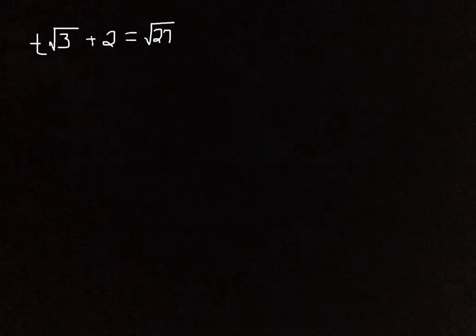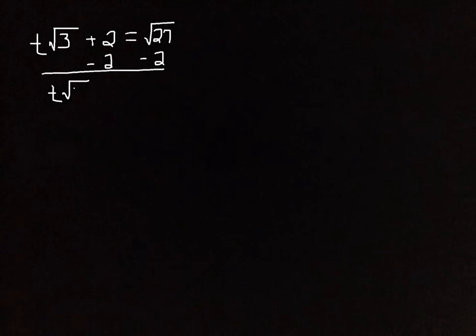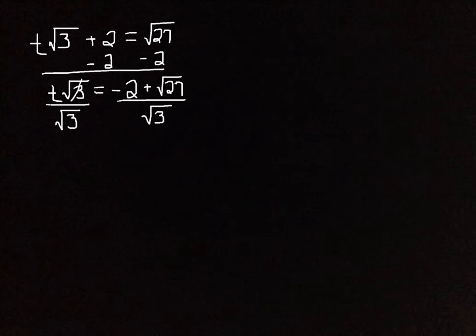Let's go back to a radical equation. I have t square root of 3 plus 2 equals the square root of 27. I want to try to get t by itself, so the first thing that I want to do is try to subtract 2 from both sides. This gives me t square root of 3 is equal to, I'm going to put the constant first, negative 2, plus the square root of 27. Now, to get rid of the square root of 3, since it's multiplied, I can divide by the square root of 3. That cancels, so I'm left with t equals negative 2 plus square root of 27.